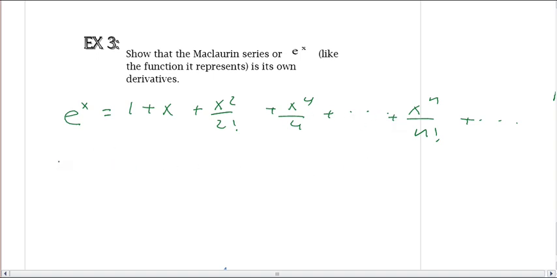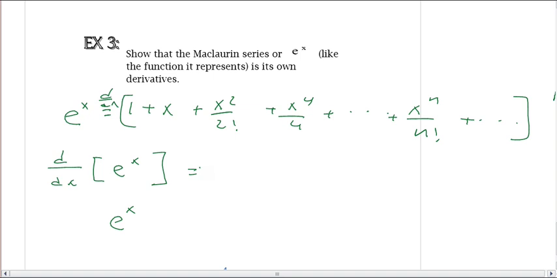Okay, so if I take the derivative of both sides, let's see what happens here. If I take the derivative of the left, I just get e to the x. If I take the derivative of the right, so this whole thing, let's see what happens. You get derivative of 1 is 0, plus derivative of x is 1, plus derivative of x squared over 2 factorial is 2x over 2 factorial. Those cancel out. Plus, in this case, 4x to the third over 4, and I forgot my factorial there, 4 times 3 factorial plus dot dot dot. And these cancel out. So guess what happened? You just regenerated e to the x.